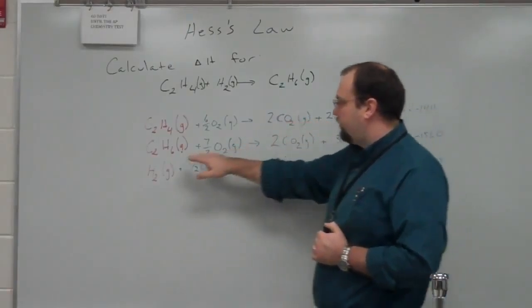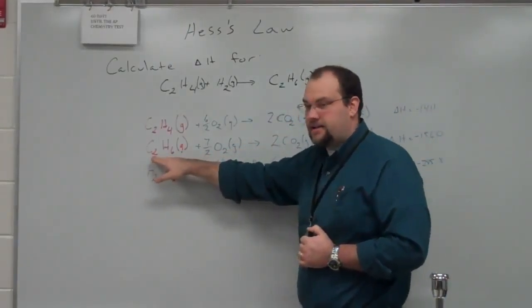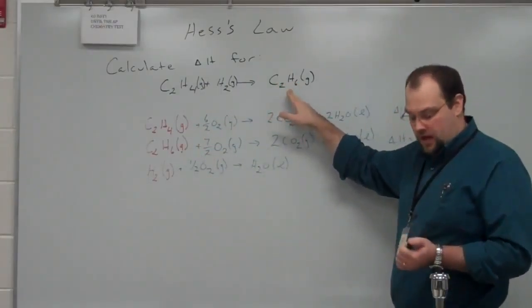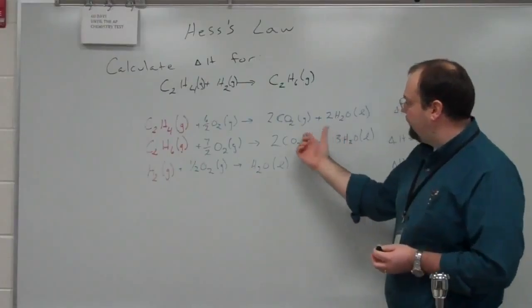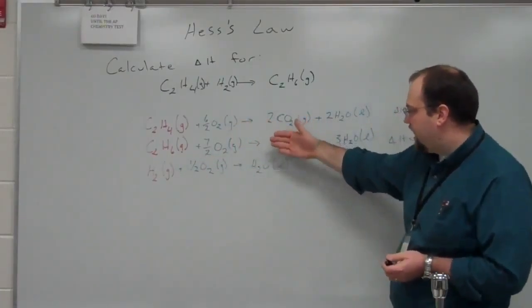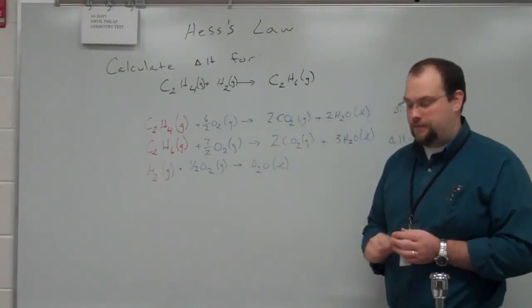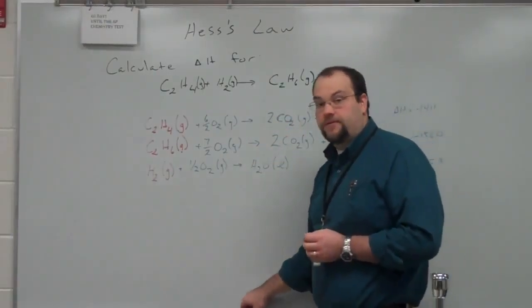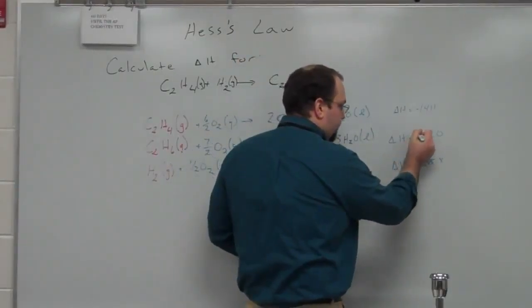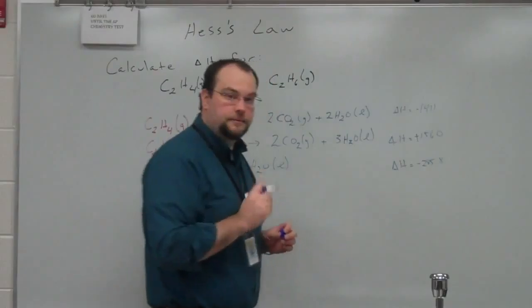All right, going down to our second one. I have C2H6 here as a reactant. Up in my balanced reaction, though, I have it as a product. What that means is I'm going to have to flip this entire reaction. What that means is I'm going to have to flip my delta H value as well, so let me do that first. So it's negative, I'm going to flip it and make it positive.